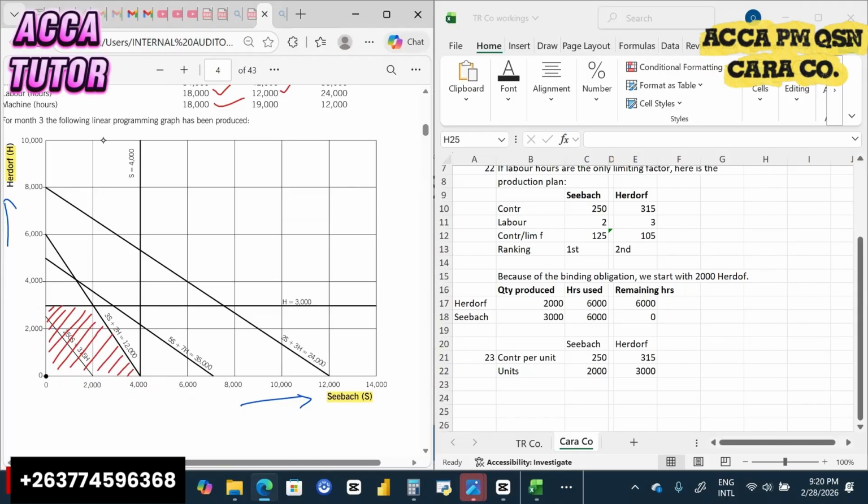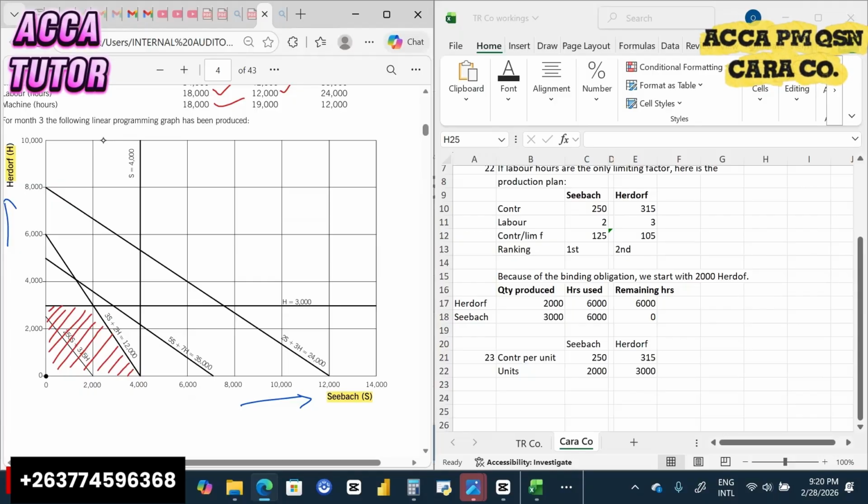That's the feasible region, right? But there is what is called an optimum point, where we get the highest possible contribution. All the combinations in this region are likely to give us some positive contribution, but there is a point where we can get the most contribution possible.